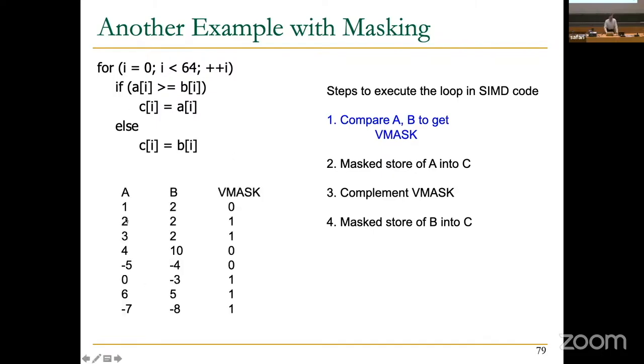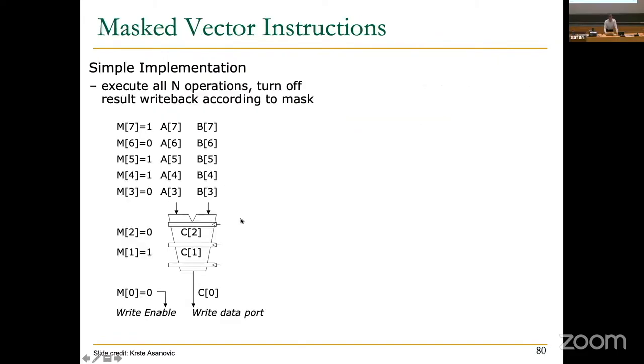Okay, so basically, this is the execution. If this is your A vector and B vector, this is what your V mask will be. And you can, again, convince yourself by comparing A[i] greater than or equal to B[i]. So how do you implement these mask vector instructions? A simple implementation would be to execute all of the operations, but turn off result write back according to the mask. So these are the mask bits, corresponding to the elements going into the functional units. Let's assume that this is a multiplication. You do all of the multiplications, but before you write the elements into the vector register, you check whether the mask is 0 or 1. If it's 0, you don't write the element to the vector register element entry. If it's 1, you do.